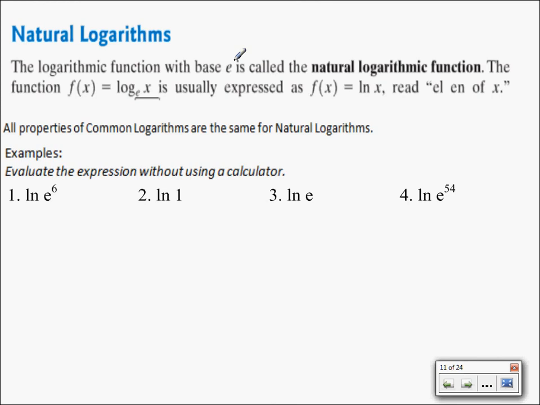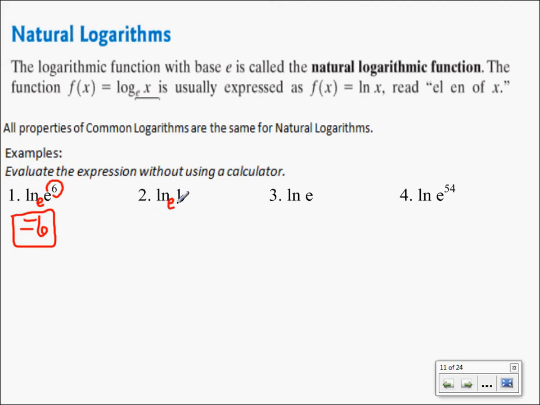For these examples, evaluate the expressions without using a calculator. So ln e to the 6th. You can think of this as already having a base of e. So you can kind of think of the ln base of e and then e to the 6th canceling out, just leaving you with the power of 6. So that's what it's equivalent to. This statement is equivalent just to 6.